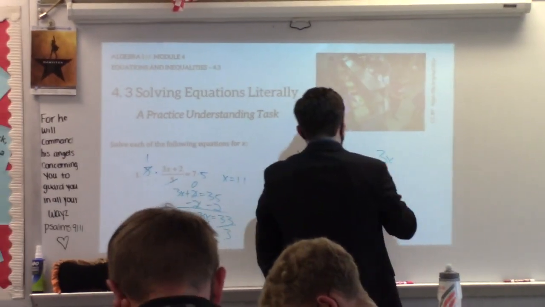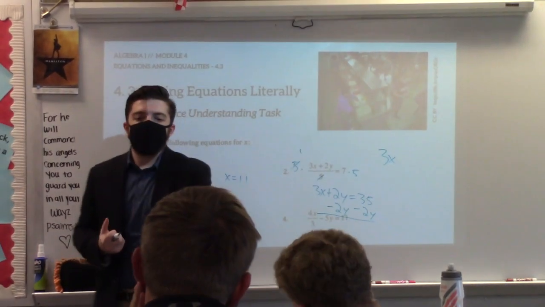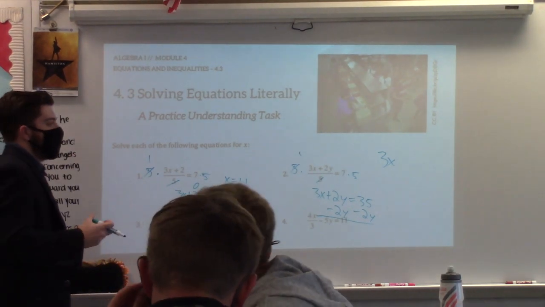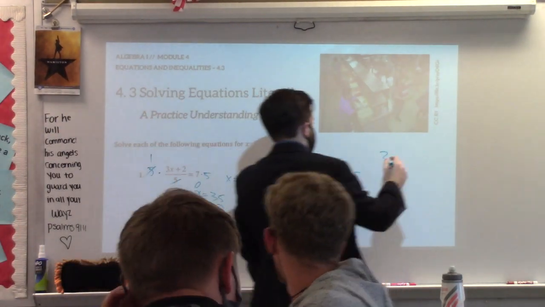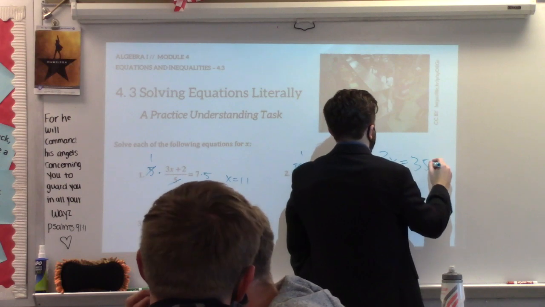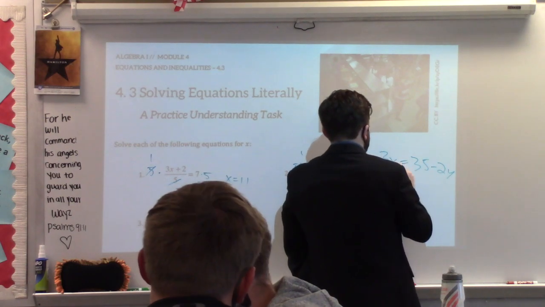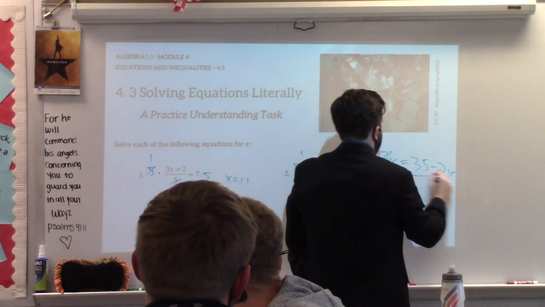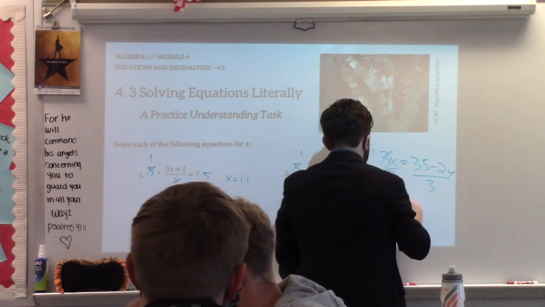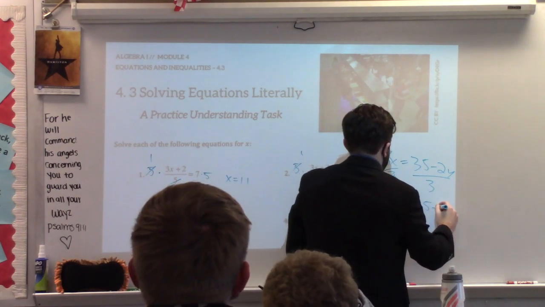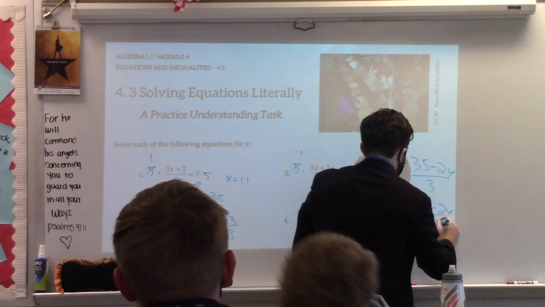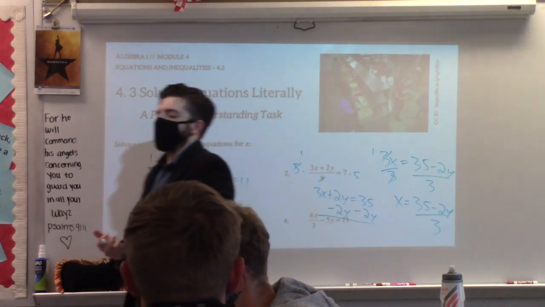So what is 35 minus 2y? Can that be simplified at all? No, because they're not like terms. We just get 3x equals 35 minus 2y. And then once again, we divide by 3. Like I said, those mirror each other a little bit. The only difference is that now it has that y variable, so those aren't like terms.